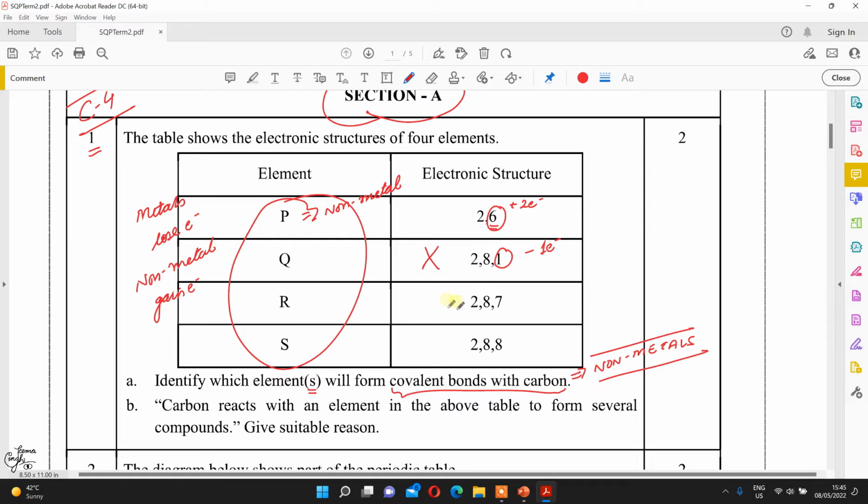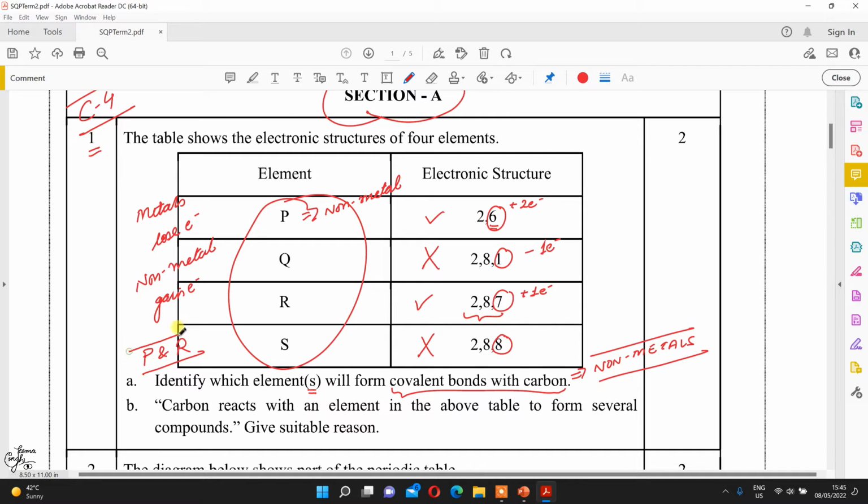Moving on to the next one, R, 2,8,7. It requires 1 more electron to complete its octet, and you can identify that this is chlorine. Alright. So again this is going to form a covalent bond with carbon. Moving on to the last one, 2,8,8. The outermost shell has 8 valence electrons. The octet is complete. So this is going to remain inert. It will neither react to form an ionic bond nor a covalent bond. So your answer is, identify which elements? The answer is P and R.